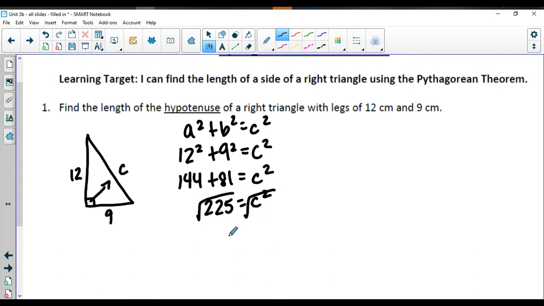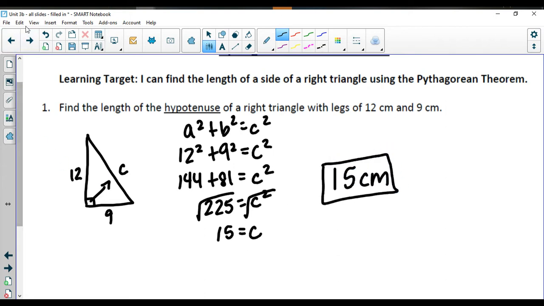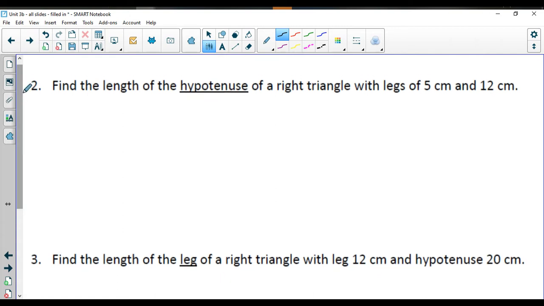And to undo the c squared, we have to take the square root. We get 15 is equal to c. So the length of the hypotenuse is going to be 15 centimeters, going back to our units that are here. In number 2, find the length of the hypotenuse of a right triangle with legs of 5 and 12.